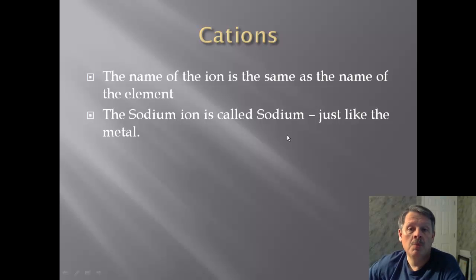Now, when we're naming them, the name of a cation is the same as the name of the element. For example, the sodium ion, which is Na+, is going to have exactly the same name as the metal, which is Na. Right?